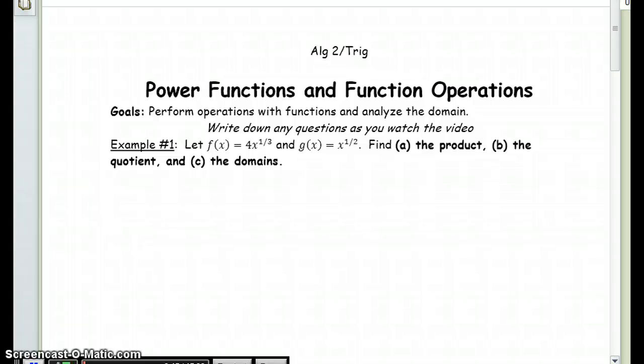Alright, example 1. Let f of x equal 4x to the 1/3 and g of x equal x to the 1/2. We're going to find a, the product, b, the quotient, and c, state the domains.